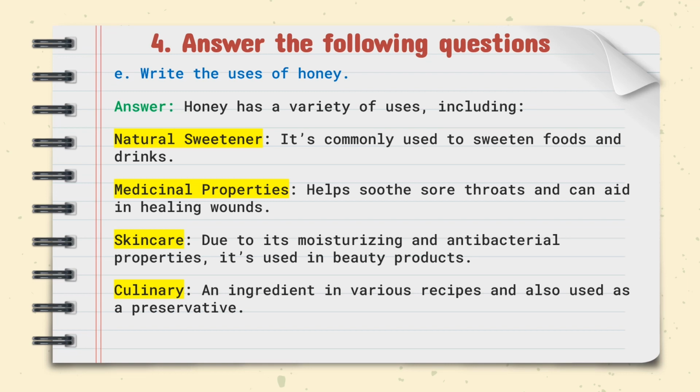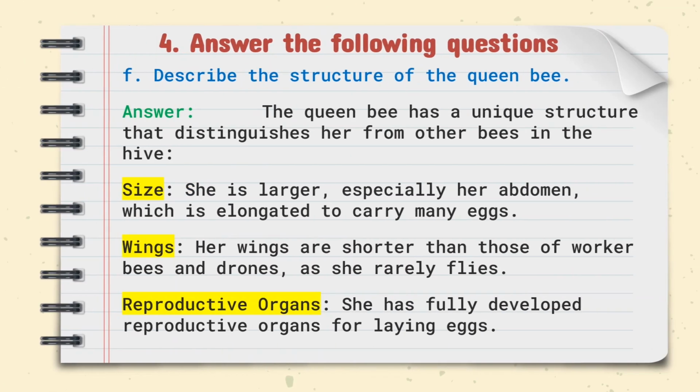9. Write the uses of honey. Honey has a variety of uses, including natural sweetener. It's commonly used to sweeten foods and drinks. Medicinal properties. Helps soothe sore throats and can aid in healing wounds. Skincare. Due to its moisturizing and antibacterial properties, it's used in beauty products. Culinary. An ingredient in various recipes and also used as a preservative.